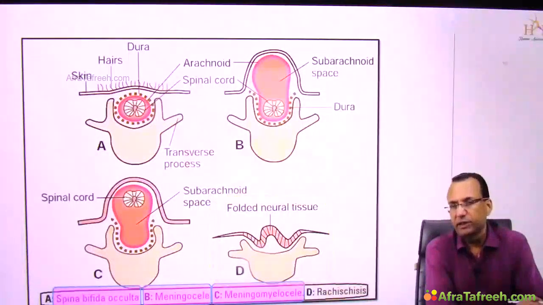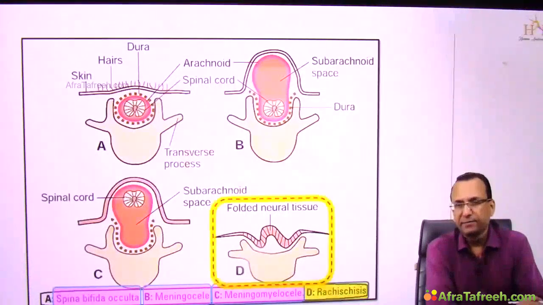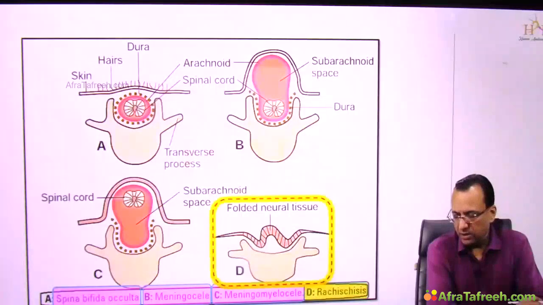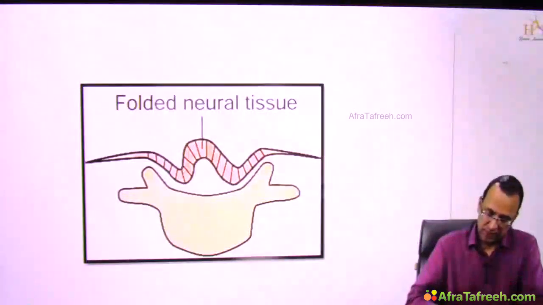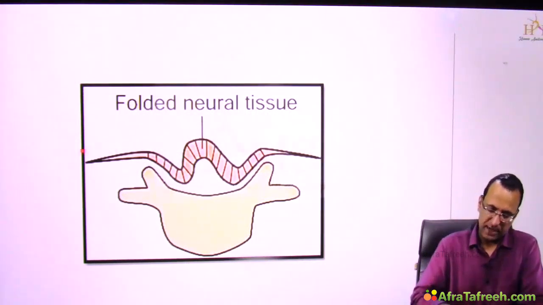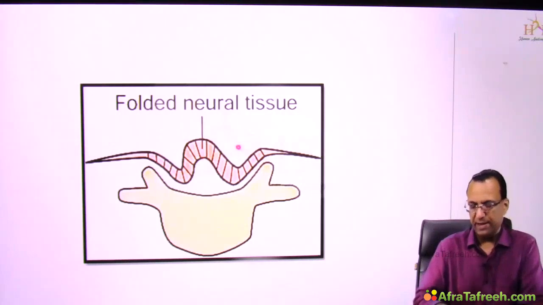And what about rachischisis? Rachischisis, we have already discussed that it is deadly. It is the least common to occur, and it is the most deadly. The babies are dead already. So there will be open vertebra, there is open skin, and the spinal cord is also open, and CSF is leaking outside.